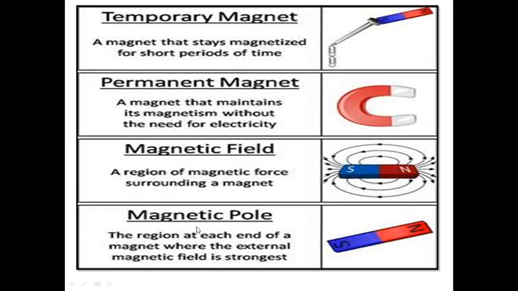And the magnetic pole means what? You can see here the S and N. The magnetic field is strongest at the poles. Understood? So like that we have completed our lesson.